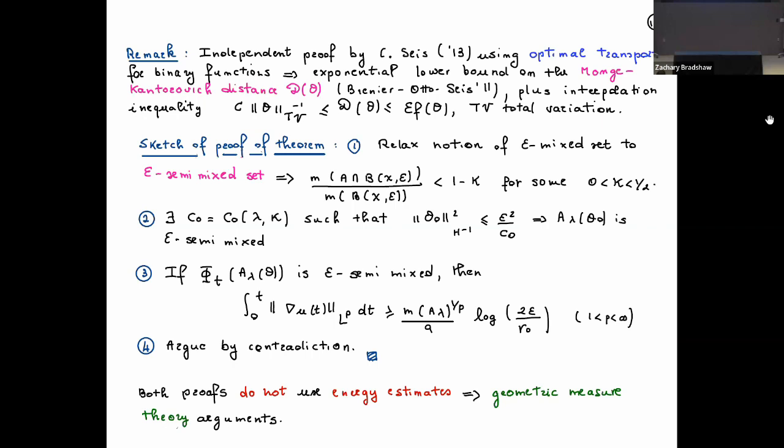So what they prove is that if the image of the level sets under the flow is epsilon semi-mixed, then the integral in time of the L^p norm of the gradient of velocity cannot be too small. So you have a logarithmic lower bound, and then you argue by contradiction to get that. I guess this is really not a proof; it's really just a skeleton of the proof.